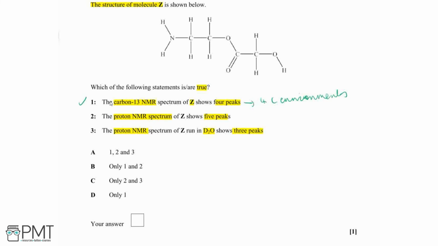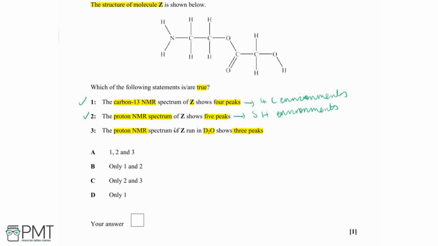So statement number 2, the proton NMR spectrum of Z shows 5 peaks. So similar to carbon NMR, except this time we're looking at the number of proton or hydrogen environments. And here we've got 1, 2, 3, 4, 5 different proton environments. Therefore, we're going to have 5 peaks as well. So statement number 2 is also correct.